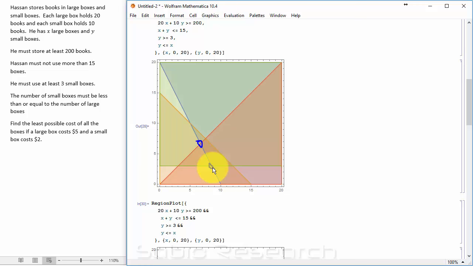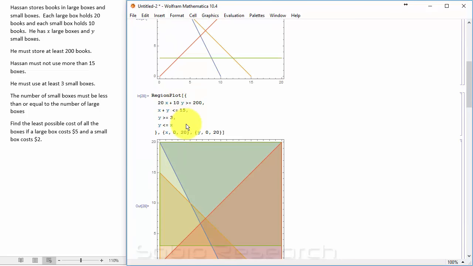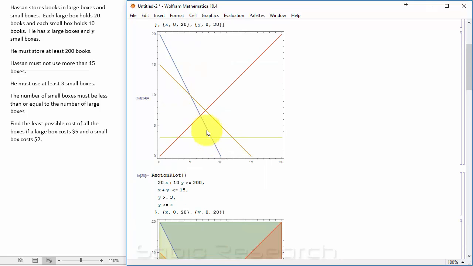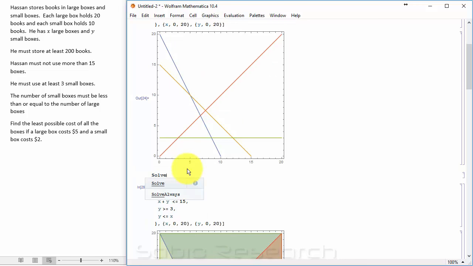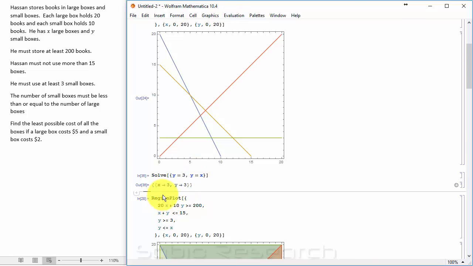So I will finish this job by telling you. This one was this equation. Well, let's see. We are going to examine only these two places, right? So this one is y equals 3. And what was this guy? This one was y equals x. So shall we solve them? So x is 3 and y is 3.